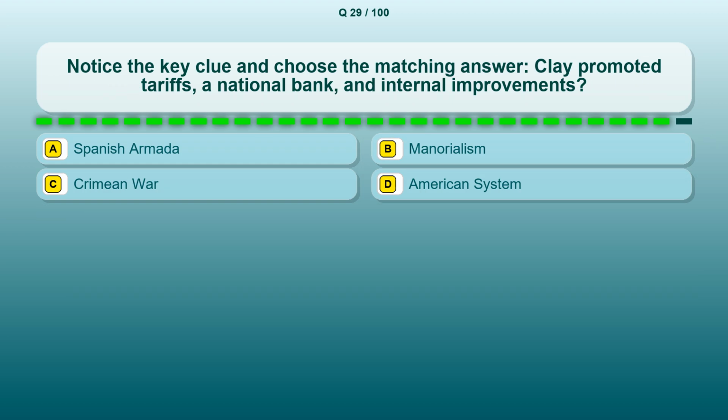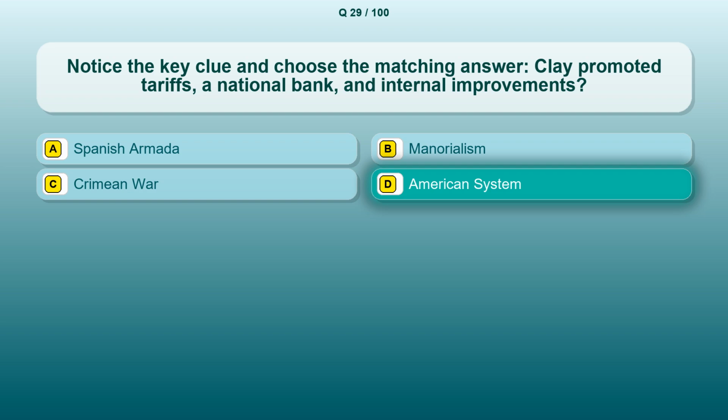Question 29. Notice the key clue and choose the matching answer. Clay promoted tariffs, a national bank, and internal improvements. Option A, Spanish Armada. Option B, manorialism. Option C, Crimean War. Option D, American system.